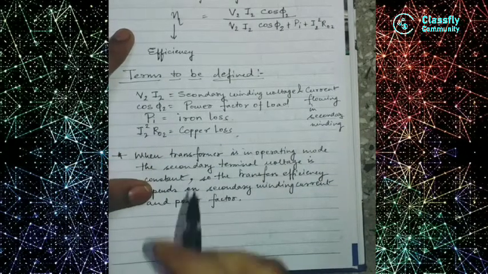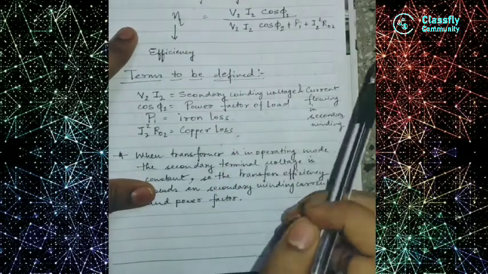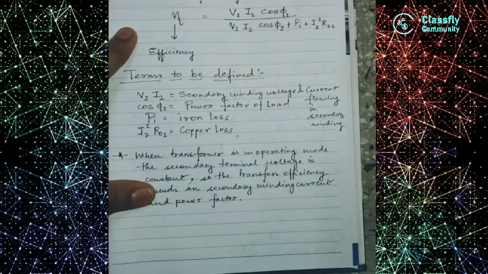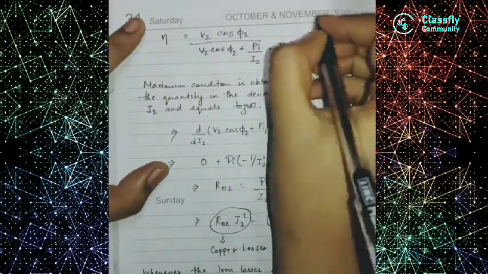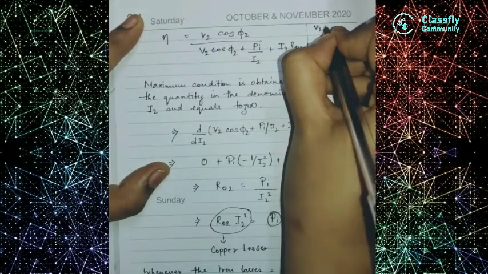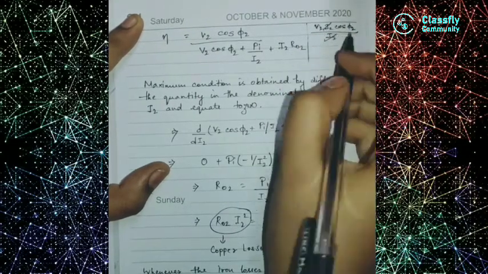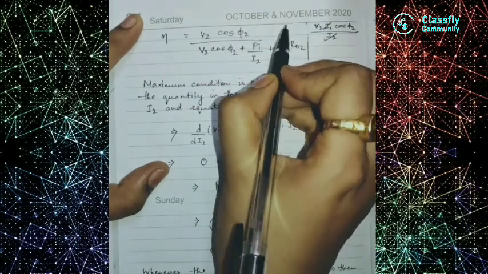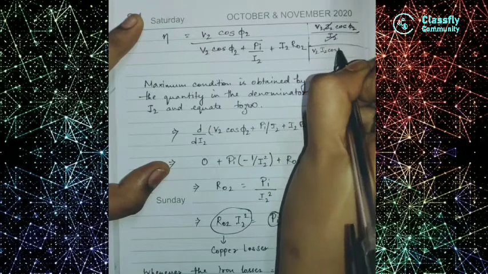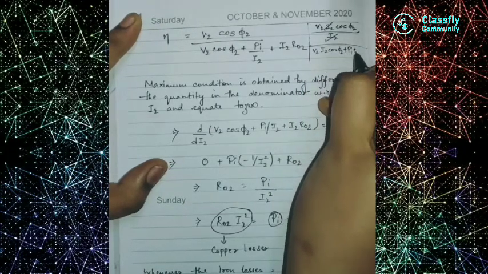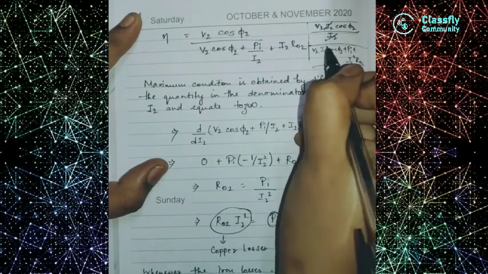At this point, we divide this formula by I2 in the numerator as well as the denominator. Let's see what we get. Our equation was V2 I2 cos phi 2. When we divide by I2, it gets cut, so we get V2 cos phi 2 in the numerator, and in the denominator it was V2 I2 cos phi 2 plus Pi plus I2 square R02. Whenever we divide, I2 will get cut.